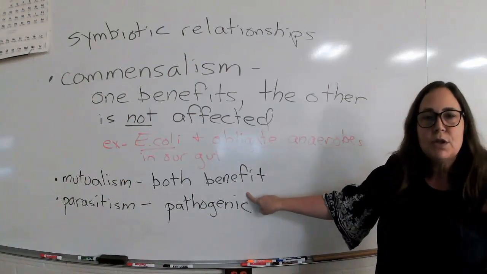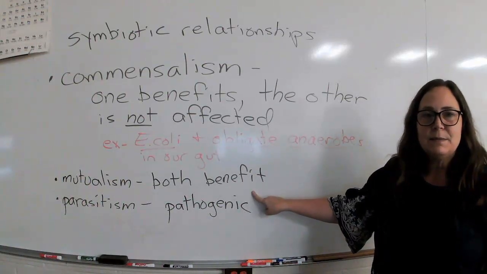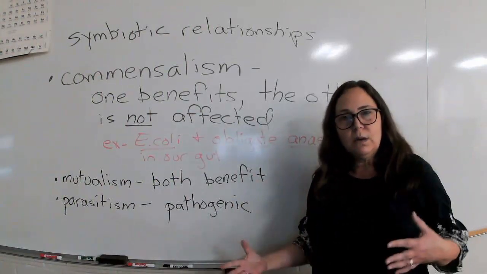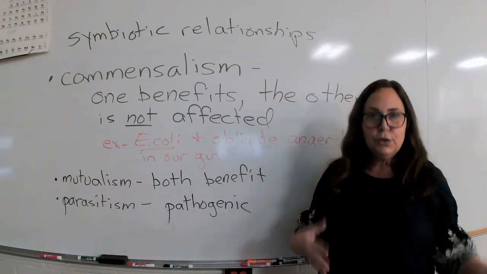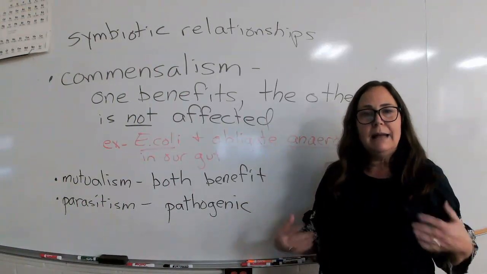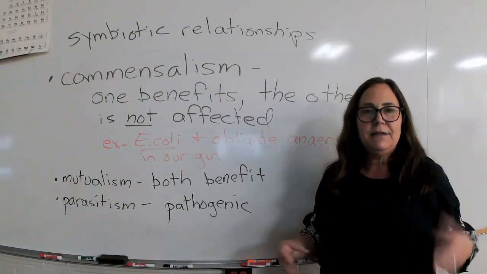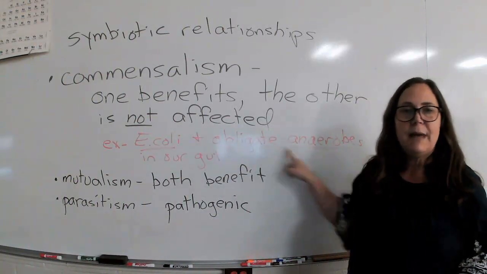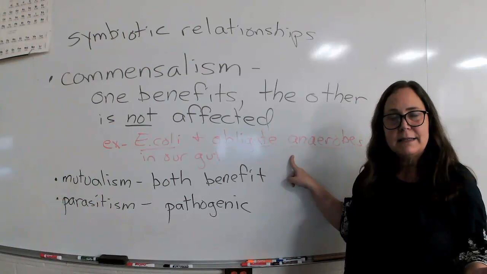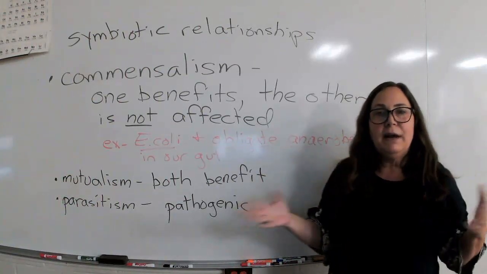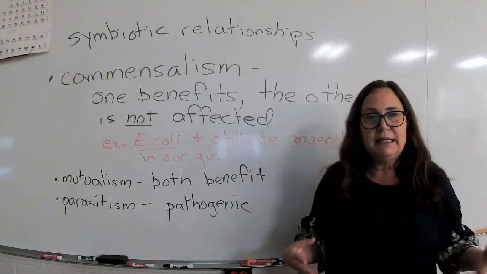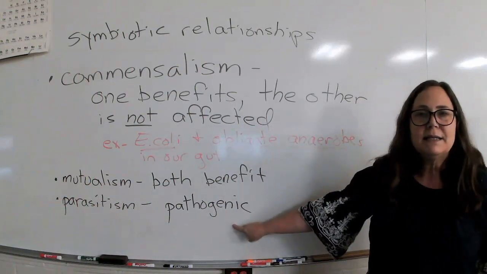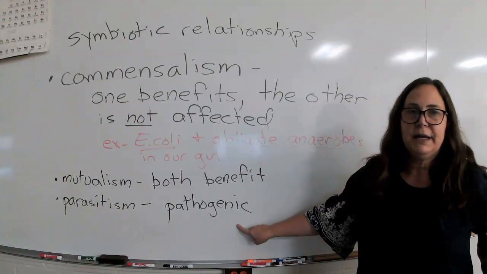But if you look at mutualism, which is where both organisms benefit, a good example of that would be E. coli and humans, because E. coli live in our gut and they benefit us by helping to create an environment where other bacteria can make vitamins for us. And then they are benefited as well because they are being given a source of food and shelter. Then we've got parasitism, which are pathogenic bacteria.